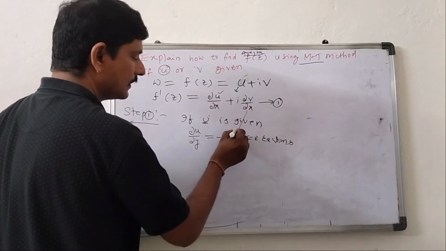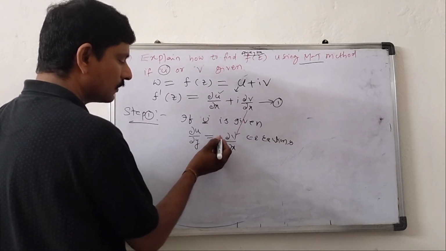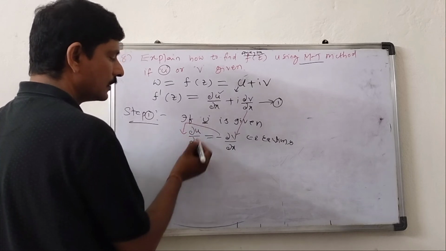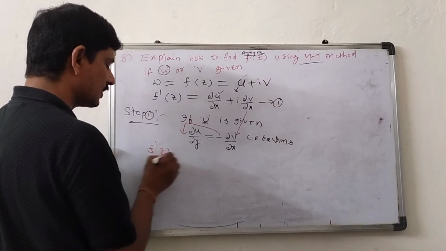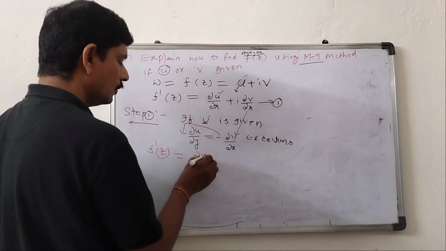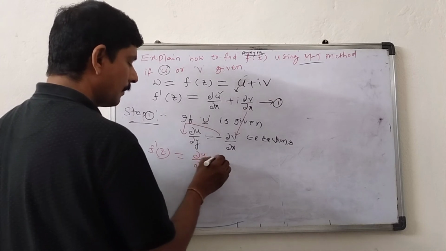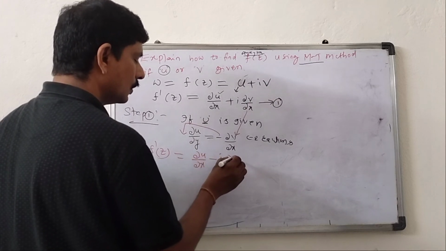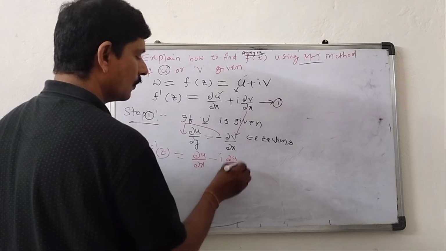Dou v by dou x is there, so in the place of dou v by dou x we can replace minus dou u by dou y. So f dash z changes like this: dou u by dou x remains the same, minus i into dou u by dou y.